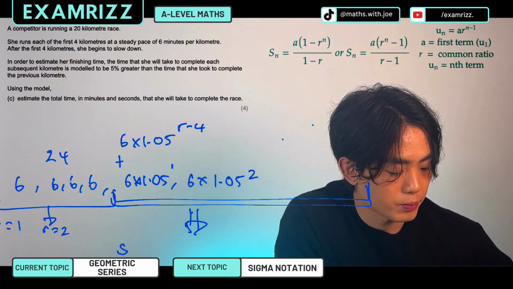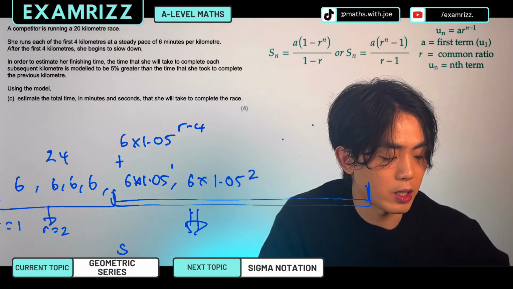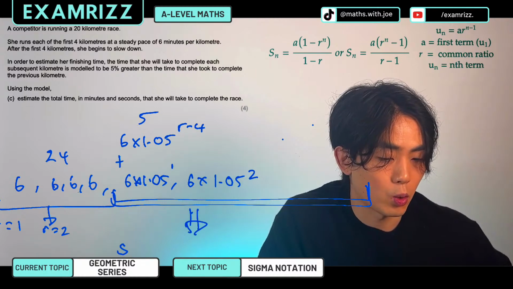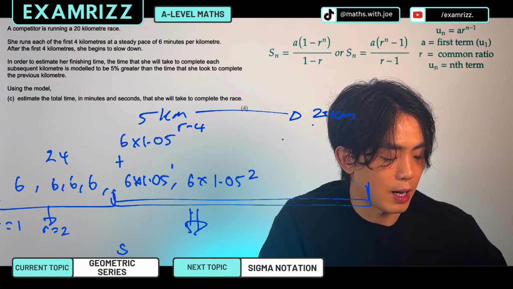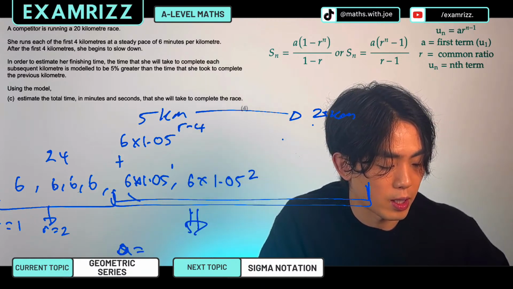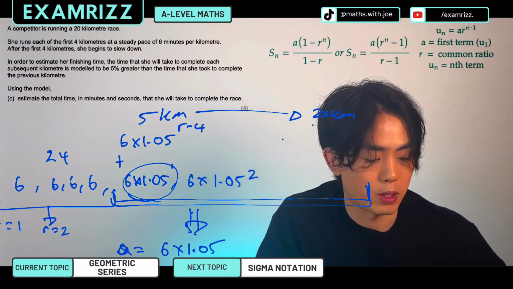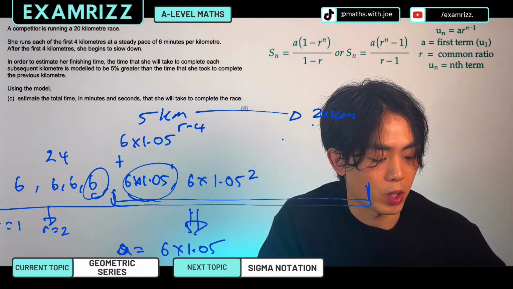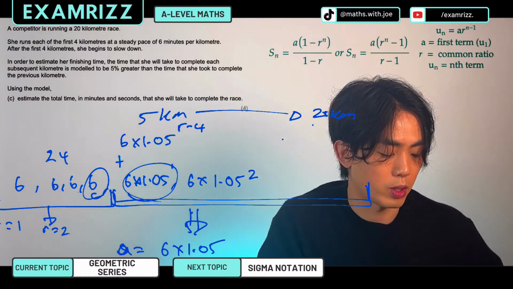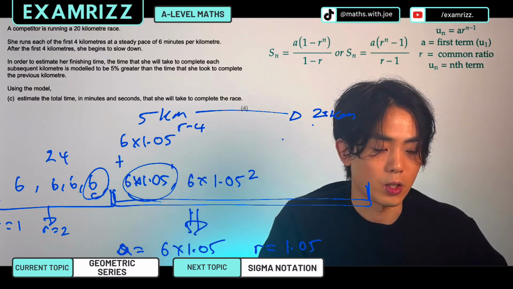Right, so sum. Now it's very important that you understand what our A value is. This is from kilometer number 5, and we're going all the way to the 20th kilometer. So our A value, we're going to start by using this 6 times 1.05. It's not going to be 6, because this 6 here is not part of the geometric series. It's not the first term. We can think of the first term as this 6 times 1.05. Our common ratio R is still going to be 1.05.